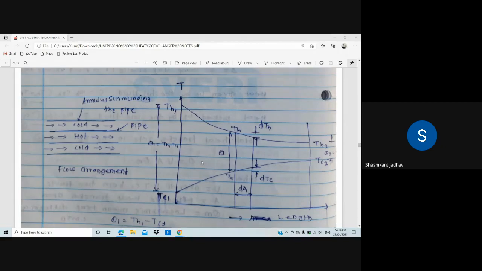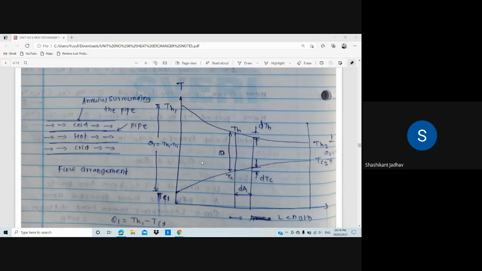To derive the log mean temperature difference equation, we have to find the equation for the LMTD. Basically there are two types of heat exchanger to consider: the parallel flow heat exchanger and the counter flow heat exchanger. What is meant by a parallel flow heat exchanger? In a parallel flow heat exchanger, the direction of hot fluid and cold fluid is the same. In a counter flow heat exchanger, the direction of hot fluid and cold fluid is opposite.